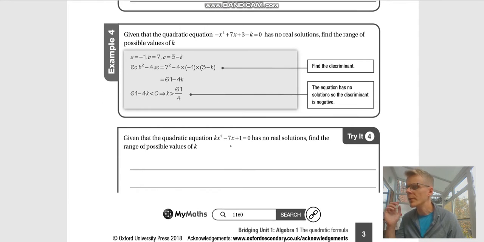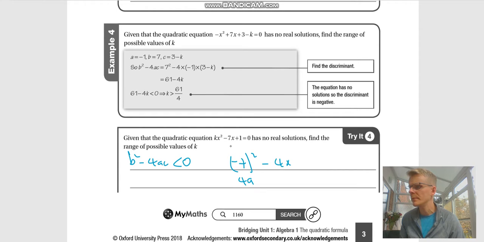And then finally here we've got the no real solutions scenario. So we're going to make the statement that b squared minus 4ac must be less than 0. So b is negative 7, but we're going to square it so it becomes positive 49, minus 4 times a, which this time is k, times c, which is 1. So we've got 49 minus 4k has got to be less than 0. I'm confusing myself with how poor my handwriting is. So take that to that side, and k has got to be greater than 49 over 4.